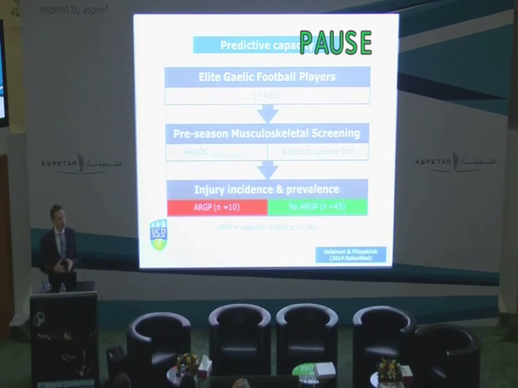So all players were followed prospectively from January 2014 up until August 2014, until the team was knocked out of competition. And players were followed prospectively on a weekly basis. Injury incidence was logged, as well as match exposure and training exposure. So over the course of the season, 10 athletes developed adductor-related groin pain, and 45 didn't.